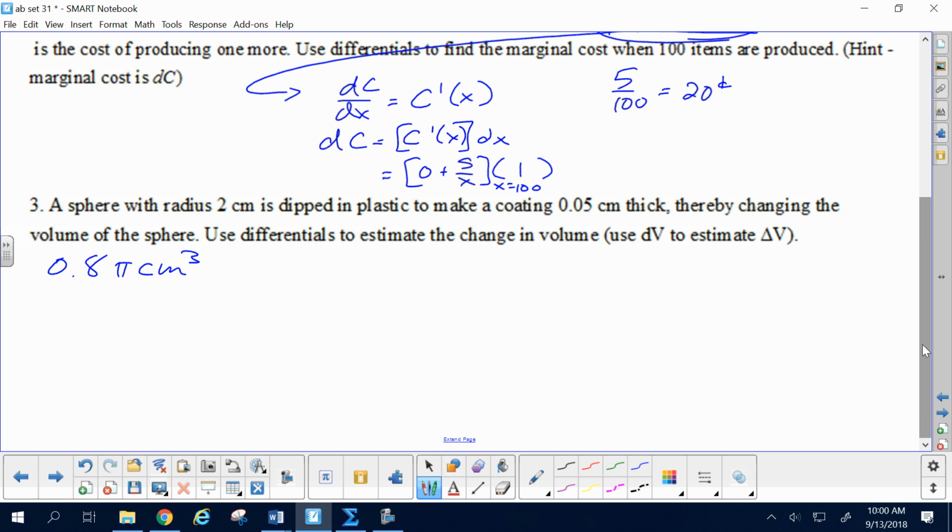What was your delta V? It is dV. Now that's the start of the show. dV, by this idea, when you find the differential, it's the derivative and the differential of the other. Now in this case, it's a sphere, so the equation is 4/3 pi r cubed, right?